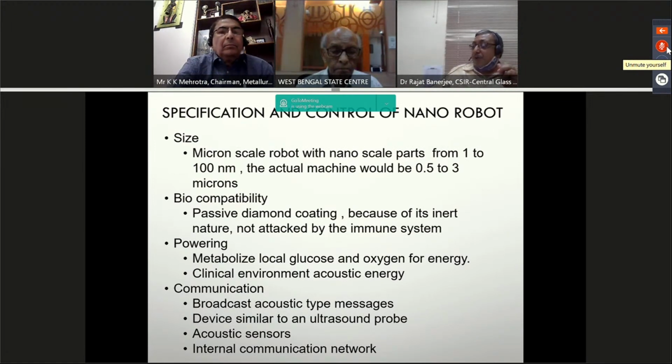Specification and control of the nanorobot. Size is a micron-scale robot with nanoscale parts from 1 to 100 nanometers. The actual machine will be 0.5 to 3 microns. Biocompatibility is a passive diamond coating, because of its inert nature, not attracted by the immune system. Powering: metabolize local glucose and oxygen for energy, or clinical environmental acoustic energy. Communication: broadcast acoustic-type messages, a device similar to an ultrasound probe, acoustic sensor, internal communication network.